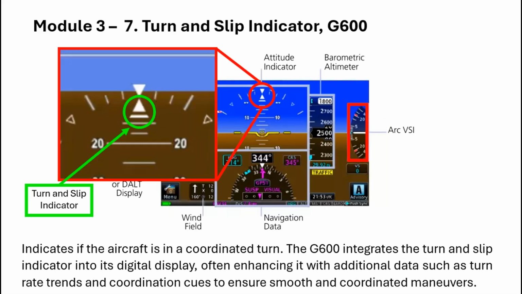7. Turn and Slip Indicator. G600 indicates if the aircraft is in a coordinated turn. The G600 integrates the turn and slip indicator into its digital display, often enhancing it with additional data such as turn rate trends and coordination cues to ensure smooth and coordinated maneuvers.